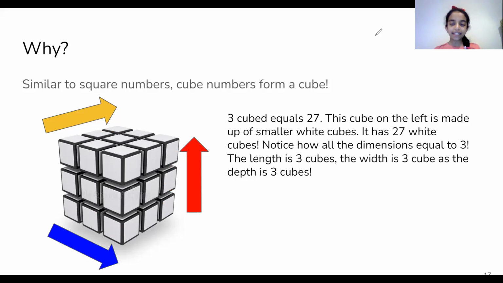So we have another pattern here. So say if we are doing, I don't know, 5 cubed. 5 cubed is 125. So if we make a cube out of 125 smaller cubes, then it would be 5 cubes in length, 5 cubes in depth, and 5 cubes in width. So let's move on.